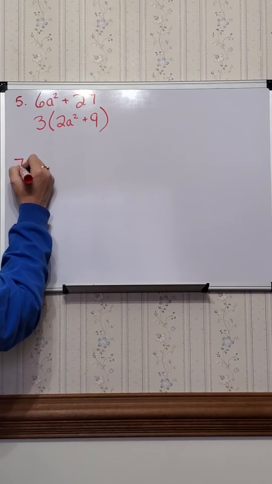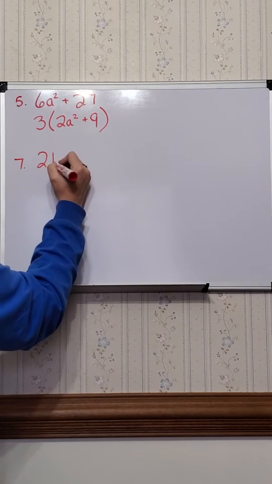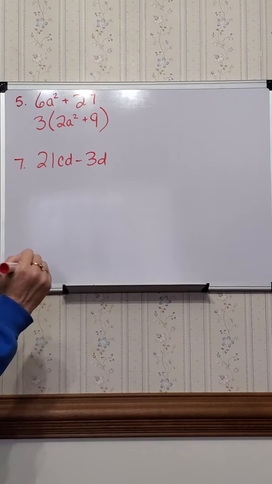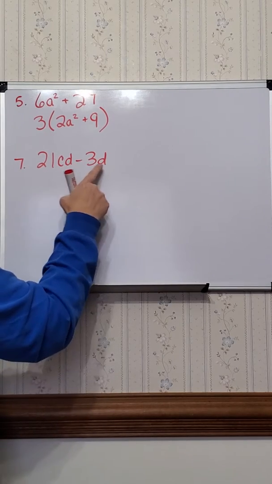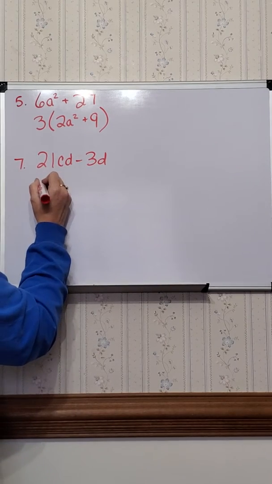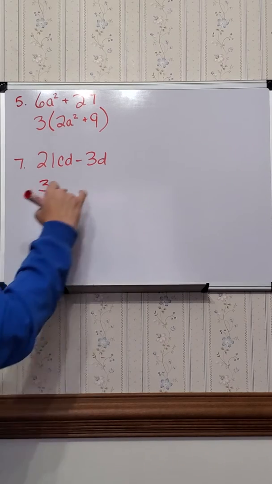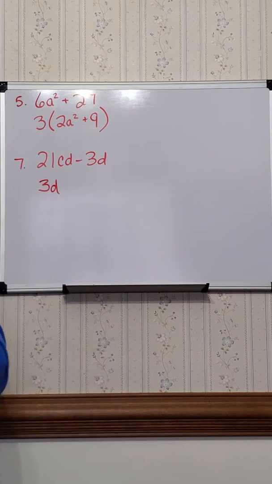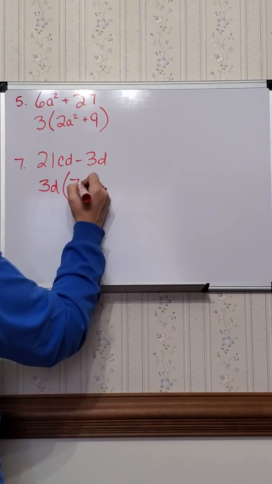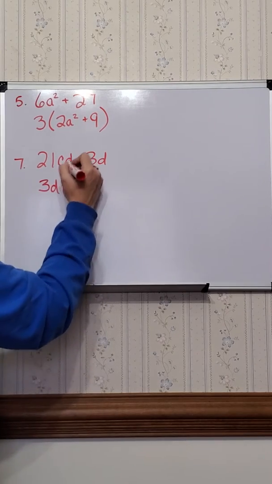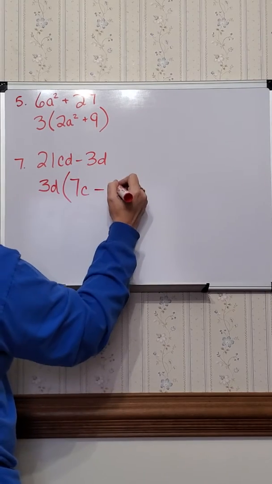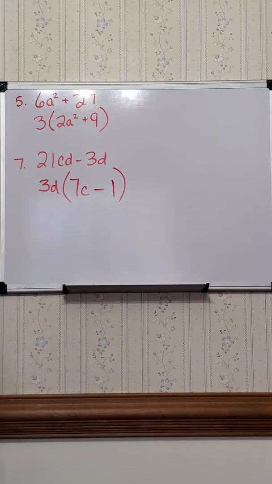Let's go down and look at number 7. I've got 21CD minus 3D. Notice here I've got a variable on both sides that's the same. So not only do I have a common number I can pull out there, I've also got a variable I can pull out because they share that variable. So I'm going to go ahead and pull that variable out. Now, 3 goes into 21 7 times. I have a C left, but those two D's are going to cancel each other out, so I'm not going to have my D in here. Then 3 goes into 3 1 time. Notice my D's again are going to cancel each other out.